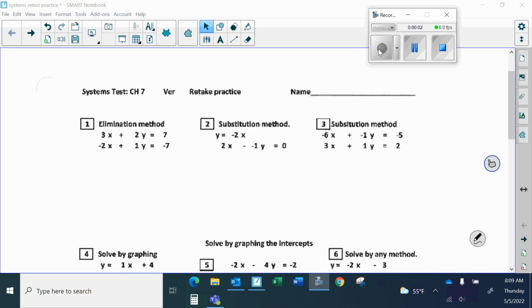Okay, students, we're going to go over your retake practice. For those that need to retake it again, showing you how to do it.